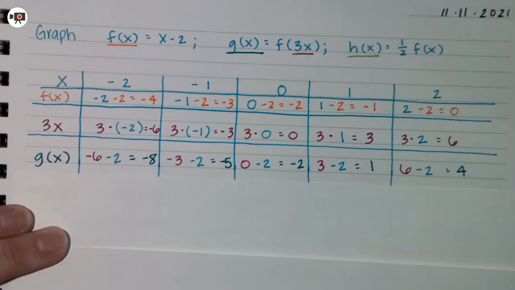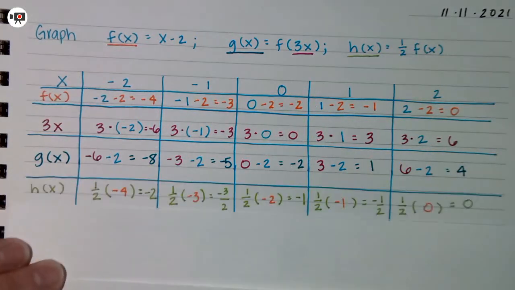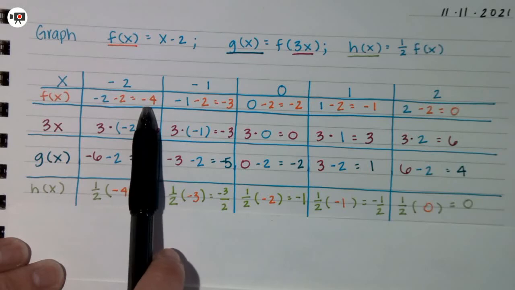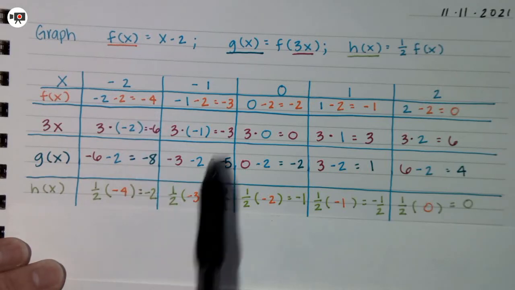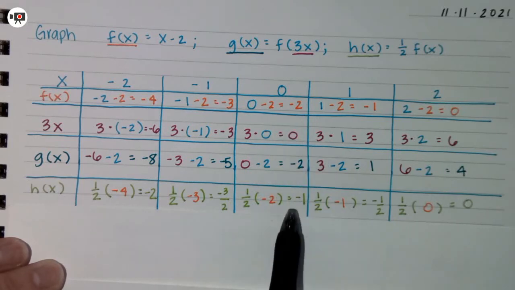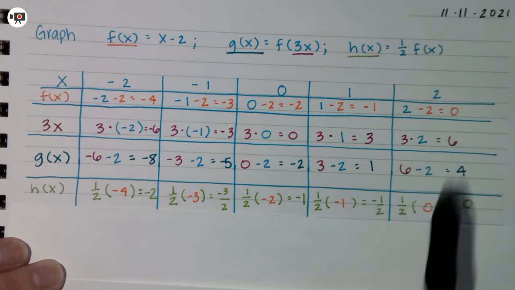And then h of x says that I take half of f of x. So I take half of f of x, negative 4, is negative 2. Half of negative 3 is negative 3 halves. Half of negative 2 is negative 1. Half of negative 1 is negative 1 half. And half of 0 is 0.